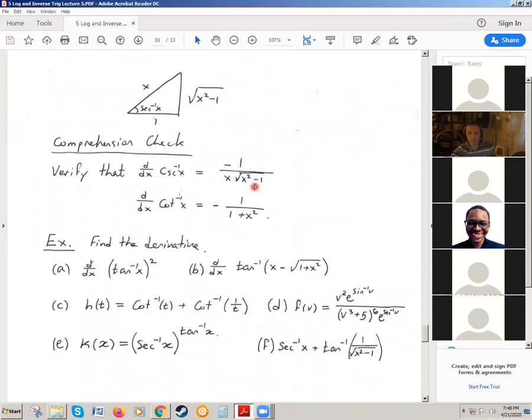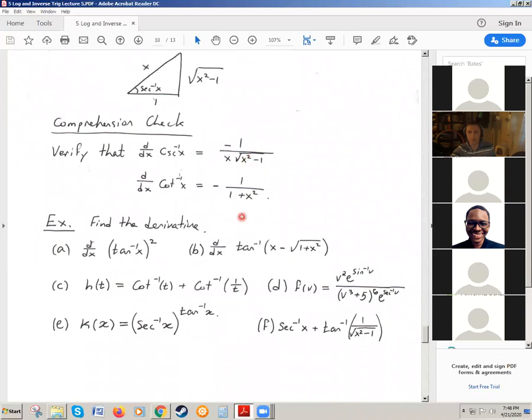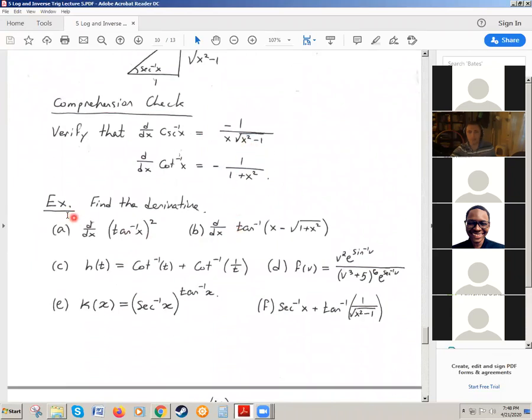I want you to do the following, guys, okay? I have a few other examples, but let's do C. I want you to take the derivative of h of t equals cotangent inverse t plus cotangent inverse 1 over t. The derivative of cotangent inverse, you can use, is minus 1 over 1 plus x squared. You verify it later, not today. I mean, today, take this as given, right? The derivative of cotangent inverse is this, and use it to tell me what's the derivative of h of t.